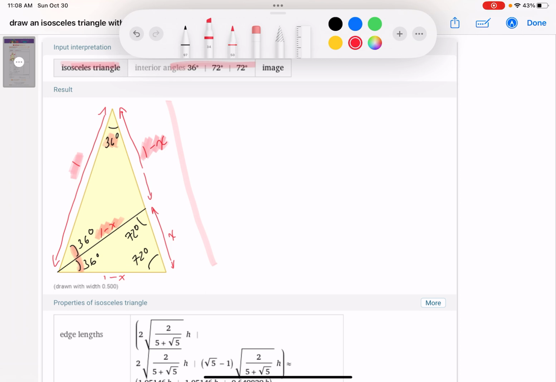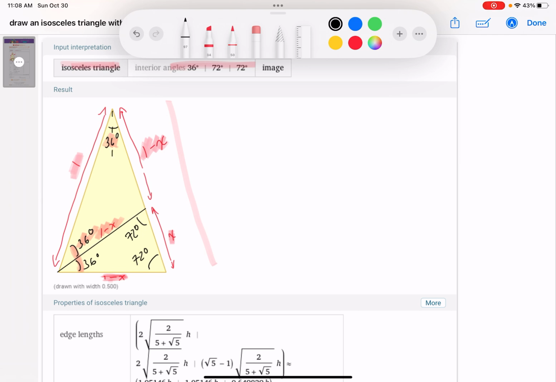And why is that? They're opposite the 36 of that isosceles, all right? And then this would be x, all right, because 1 minus x plus x is 1. It's got to be that length. And what's over here? Well, it's isosceles. The sides opposite 72 degrees are also 1 minus x. It's kind of important.